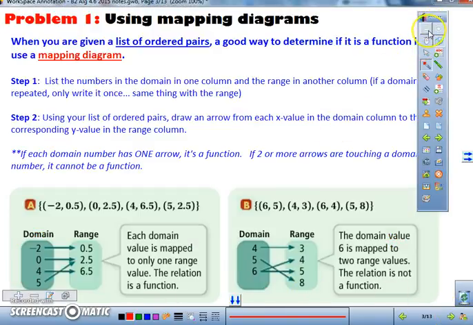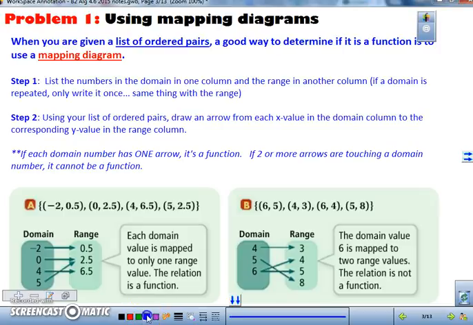Now, how do we use mapping and diagramming when we are working with our functions? It says when you're given a list of ordered pairs, a good way to determine if it is a function is to use a mapping diagram. The mapping diagram is really just two circles where we're going to put domain and range. Step 1 lists all the numbers in the domain in one column and the range in another. If a domain is repeated, only write it once. This is key. Same thing in the range. If it's repeated, you're not going to put it down twice. So you notice here that the 2.5 occurred twice. We only put it in there once.